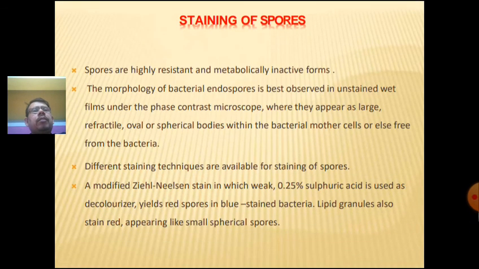Another is the staining of spores. Spores are highly resistant, metabolically inactive forms, but disease can be identified. The morphology of bacterial spores is best observed under a stain film and phase contrast microscope, whereas they appear as refractive oval and spherical bodies. Differential staining is available for staining the spores, a modification of the Ziehl-Neelsen stain, where weak 0.25% sulfuric acid is used for decolorizing to show the spore, and it stains bacteria and lipid granules blue.